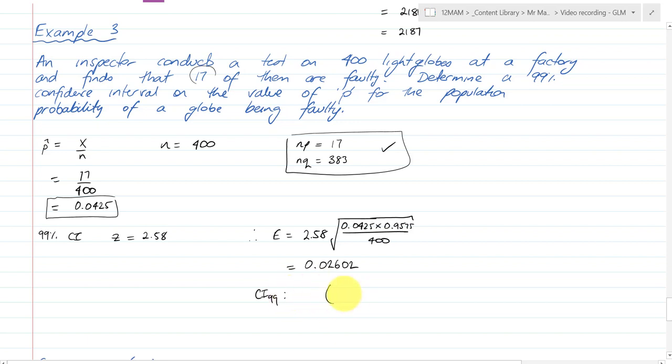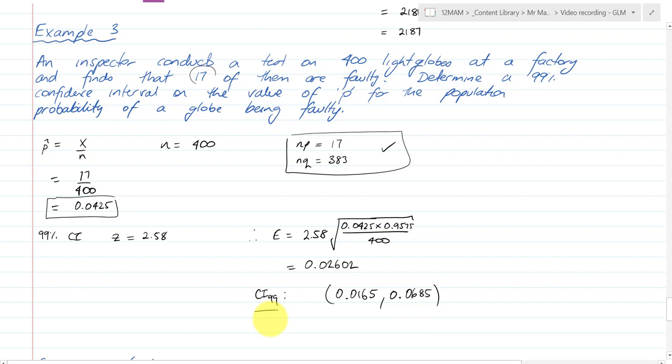Because my confidence interval at the 99% level is p hat minus, so that's 0.0425 minus 0.02602, and that's equal to 0.0165 to 4 decimal places, and then I also add it on, and I get 0.0685, and that is my overall confidence interval for where my p-value lies on a sample of 400, but at 99%.